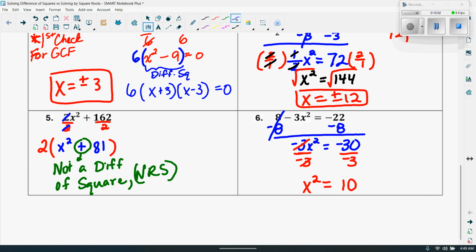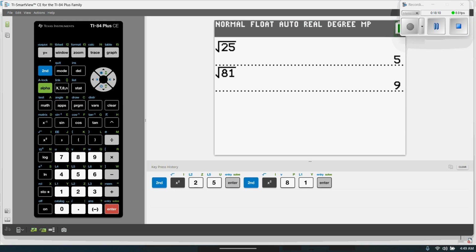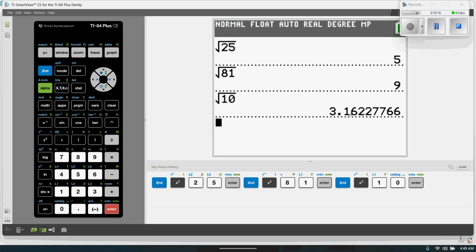Now to solve it, we just take the square root on both sides. So x equals, so this is what I was talking about. If I do the square root of 10, this is not a perfect square. This is a decimal answer. This is irrational. We'll go into that a little bit.